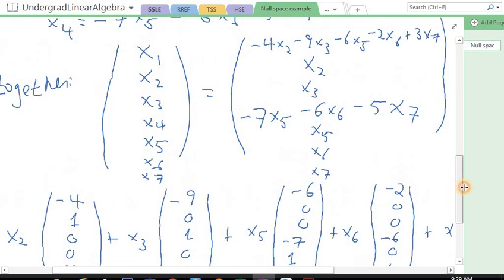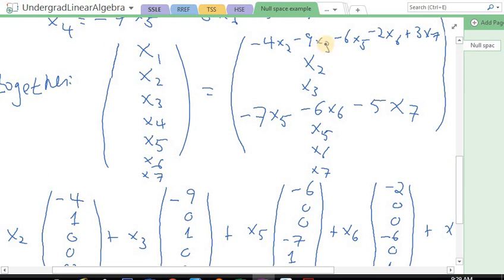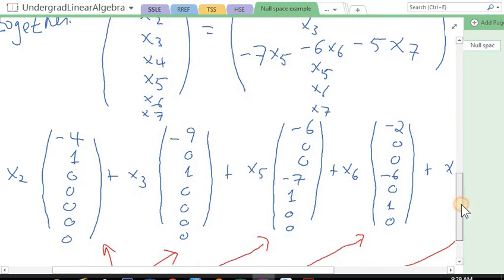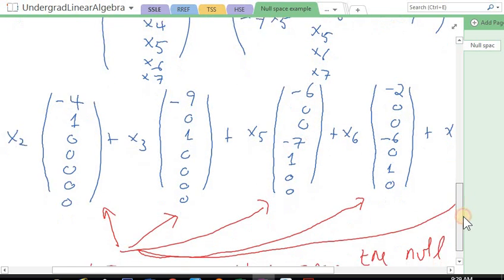Similarly with x3, I have an x3 contribution here in the first component, minus 9, and then an x3 component in the third component, which is 1x3. I can pull those out and isolate those as x3 times minus 9, 1, 0, 1, 0, 0, 0, and so on. Continuing this process, I can obtain this arbitrary solution of the homogeneous equation as a linear combination of vectors. And these vectors are in fact linearly independent.